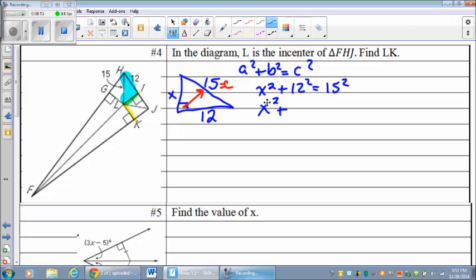I have x squared plus 144 is equal to 225. I want to subtract the 144. And that gives me x squared is equal to, I believe, 81. And now to get rid of the square, I have to take the square root. That'll give me x is equal to 9. So this distance here, which is LI, is 9, as well as LK. So LK's length will be 9.